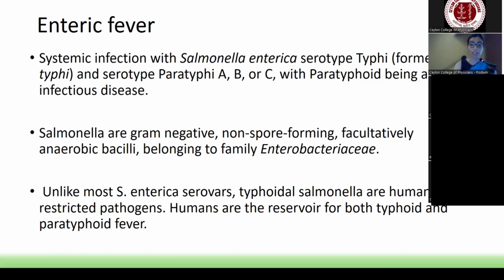Salmonella are gram-negative, non-spore-forming, facultative anaerobic bacilli belonging to the family Enterobacteriaceae. The other non-typhoidal Salmonella are there as well, and they cause a mild gastroenteritis-like disease. Unlike most Salmonella enterica serovars, typhoidal Salmonella are human-restricted pathogens. Humans are the reservoir for both typhoid and paratyphoid fever.